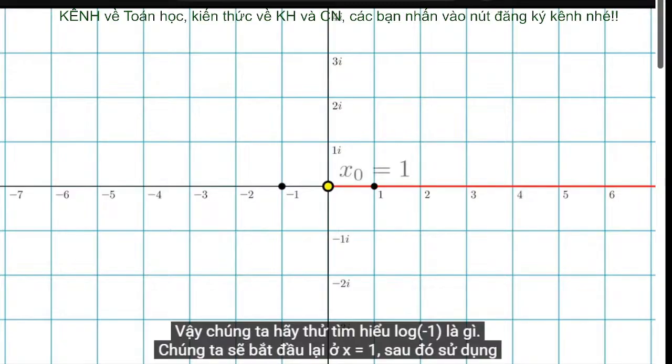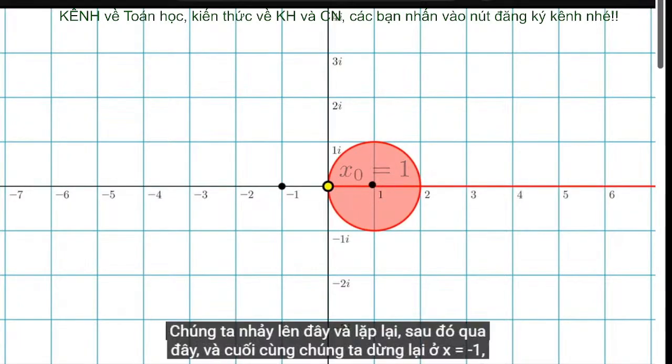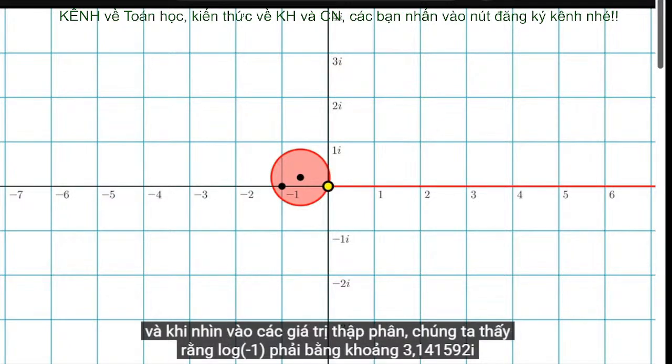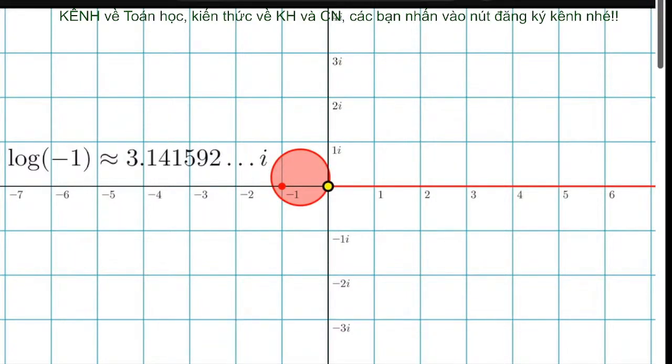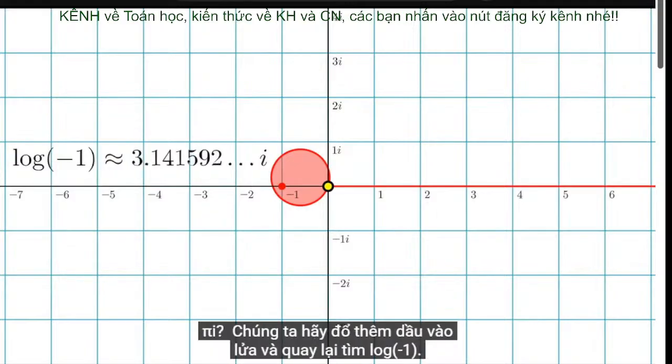We'll start over here at x equals 1, and then use the Taylor series to define the natural log and its derivatives inside this disk in the complex plane. We hop up here and repeat, then over here, and then finally we land at x equals minus 1. And looking at the decimal values, we find that the natural log of minus 1 should be about 3.141592i. Well, that looks awfully suspicious. The natural log of minus 1 is supposed to be pi i?